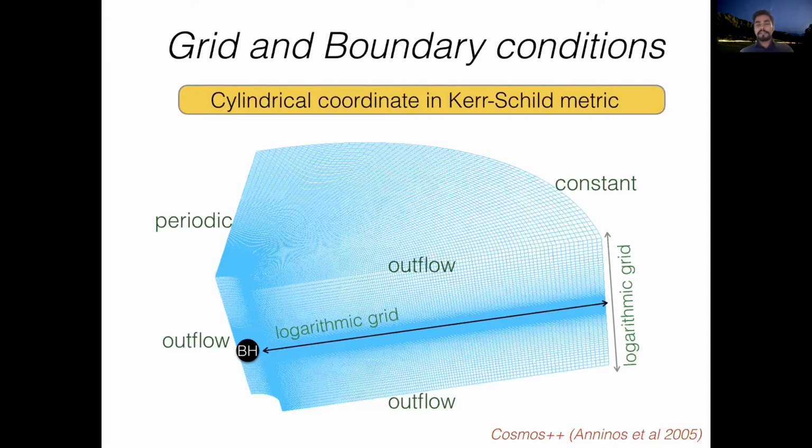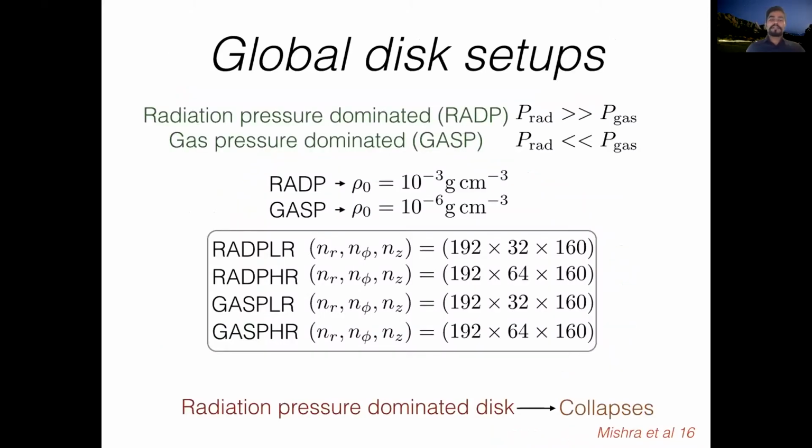We did it in a cylindrical coordinate system. The idea was to have a much higher resolution at the disk midplane by using a logarithmic grid in the vertical direction and also in the radial direction. Then we had a set of models, low resolution and high resolution runs, with different numbers of grid cells in R, phi, and z.